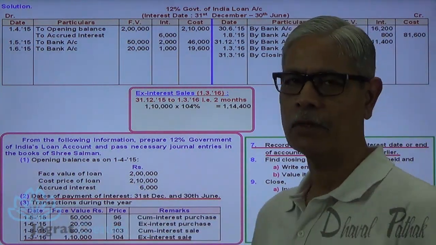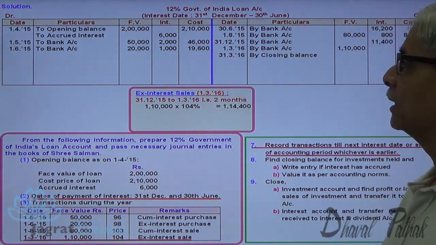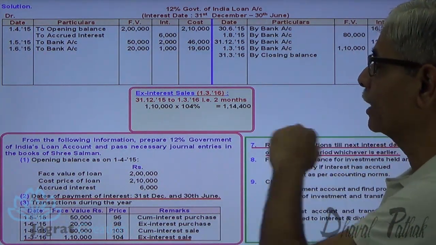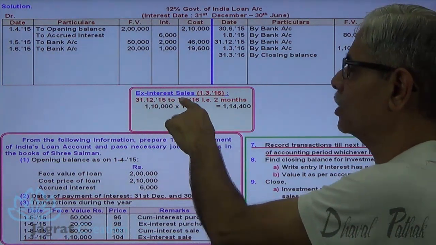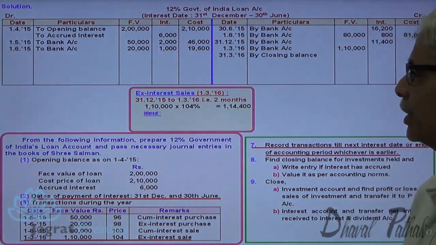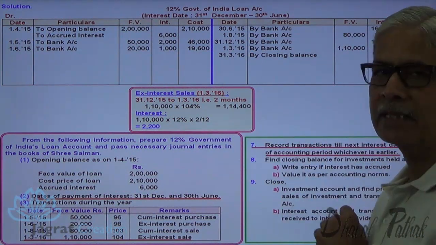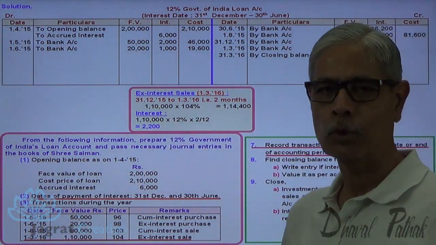Date of transaction is 1st of March. Last date of interest was how much? 31st of December. So from 31st of December to 1/3/2000, 2 months interest will be exchanged. So 2 months interest that I am going to receive is 1200. So this is the ex-interest sales value. This is the interest that I am going to receive.